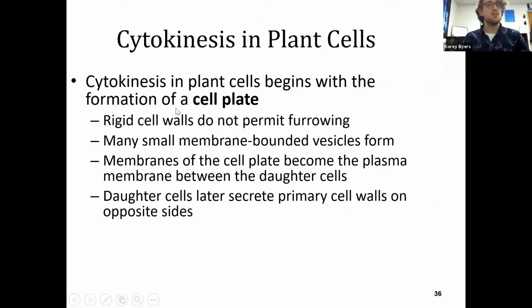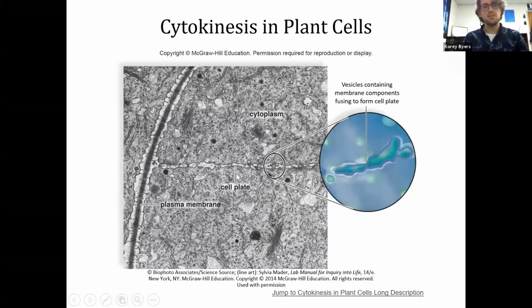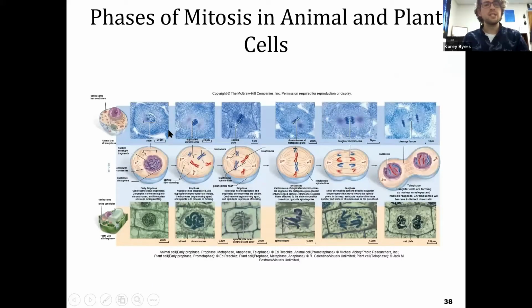In plant cells, not only do we have to divide the nucleus and the chromosomes, but we have to reform a cell wall. And so a cell plate forms. Vesicles bring material that eventually hardens and forms a new cell plate in between the cells. So for lecture and lab, you'll need to recall the names of the phases, what occurs in each, and then know the difference between plant and animal cells.